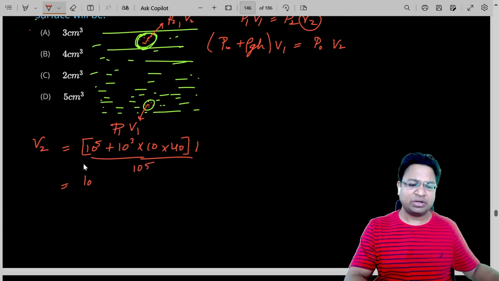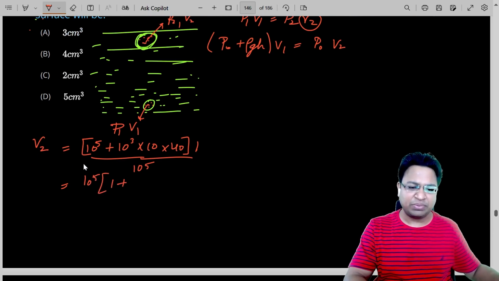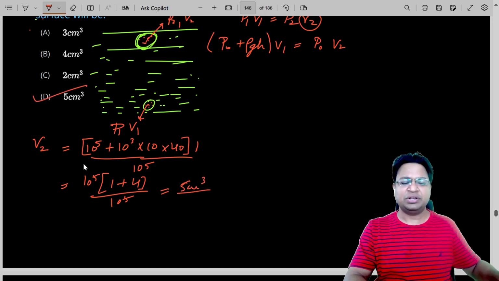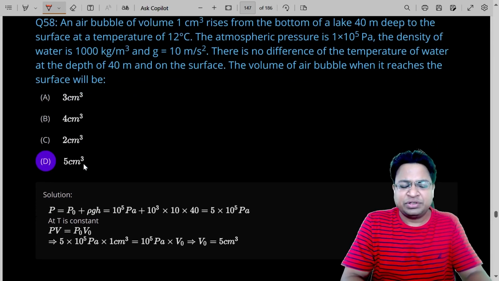So from here, I can take out 10 raised to power 5 as a common quantity. It will become 1 plus 4, divided by 10 raised to power 5. So it will become 5 centimeter cube. Okay, so option D looks like the correct answer. So option D would be correct here.